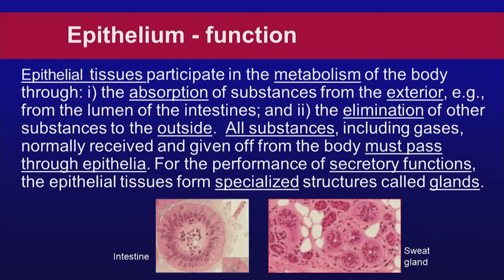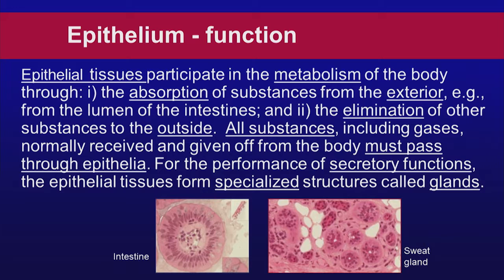So epithelial tissue does various things. Metabolism of the body, absorption in the gut from things you get from outside, the food that we take in. Also elimination of the products. It could be the kidney, or it could be in the respiratory system. All substances, including gases, normally received or given off by the body must pass through epithelium. So they pass through these cells that line these cavities.